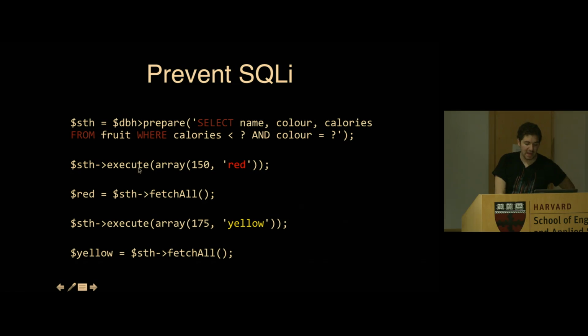And then we execute it putting in 150 and red. And this array will check to make sure that the first is an integer and that this is a string.